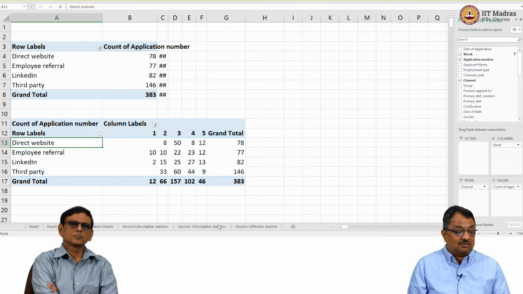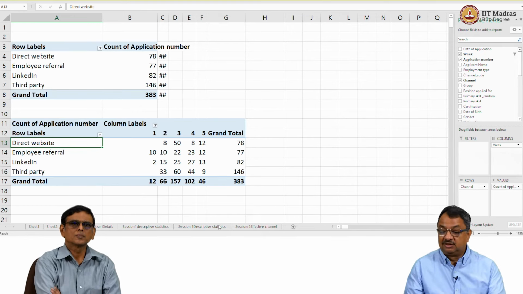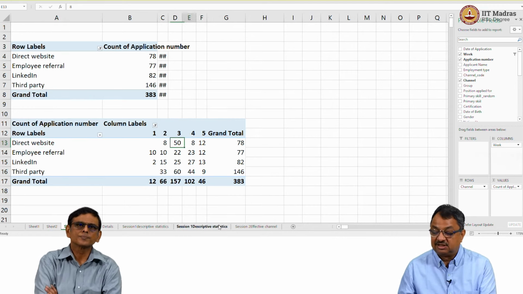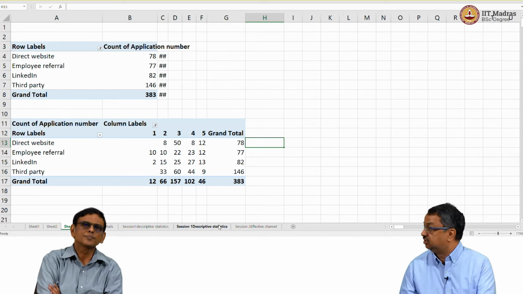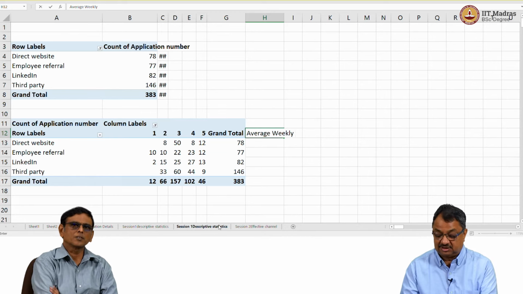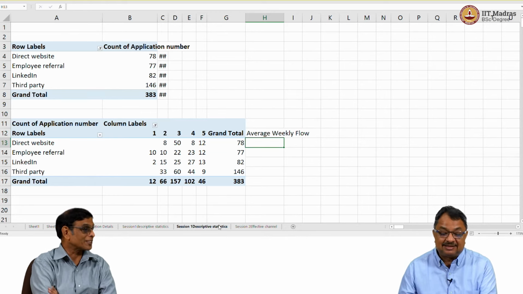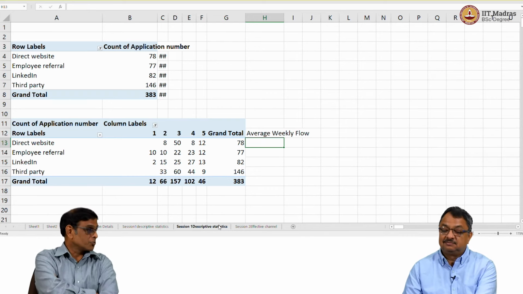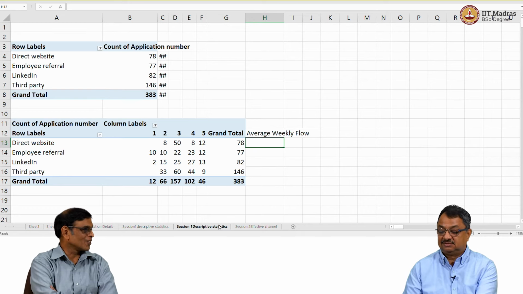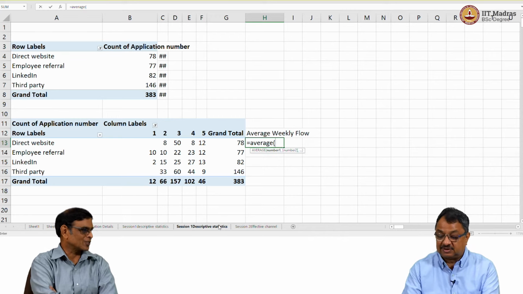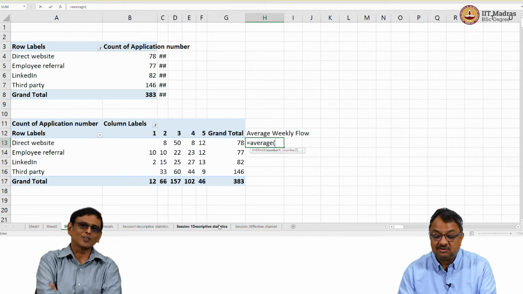Now, one thing that we can do instead of looking at the grand total here is, what Varsha had said is she wanted to look at the average weekly flow, right? Because that allows you to manage your workload. If you're getting it in big chunks, you can't manage the workforce, who's looking at the resumes and doing interviews and all that.